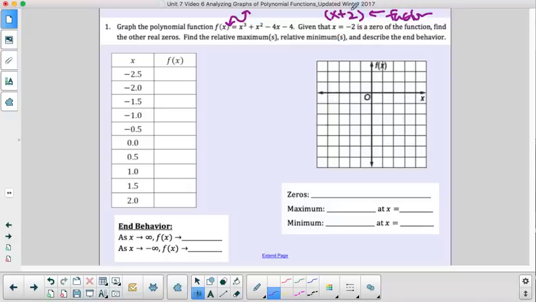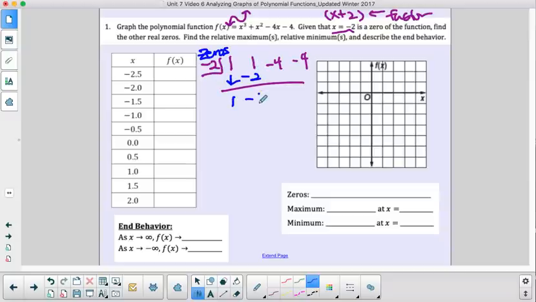So x plus 2 would have been a factor, so they already did the work. They told us this is what has to go into our little box. And now remember, we put in our coefficients. So we have 1, 1, -4, -4. This is what's going to help us find our zeros. So we bring that 1 down. -2 times 1 is -2. 1 plus -2 is -1.